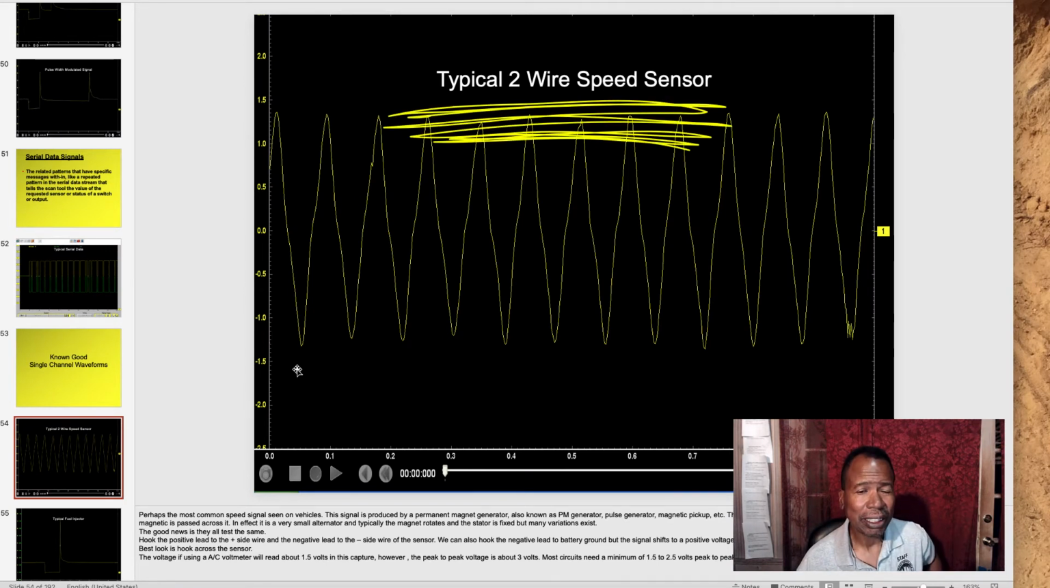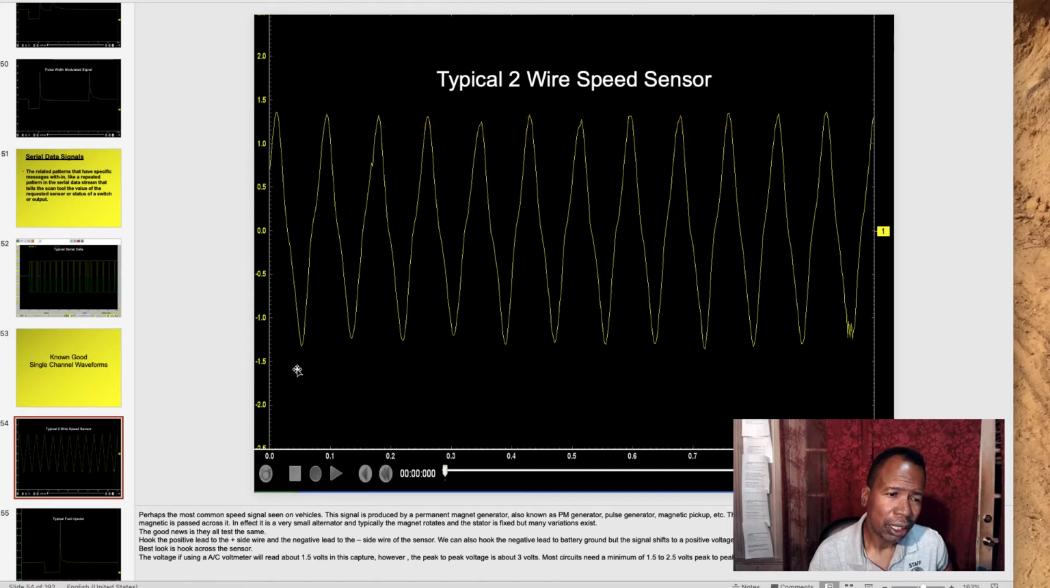The most common type is a speed sensor. It's a 2-wire sensor. You can have a pickup coil. What else could be an AC signal? I can't think of anything else right now. Pickup coil, speed sensor. Oh, cam and crank sensors can also be AC signals. Basically, an AC signal is like a little generator, a little alternator, which produces an AC voltage. Remember, the stator stays stable while the magnet rotates around the stator. That produces this type of voltage.